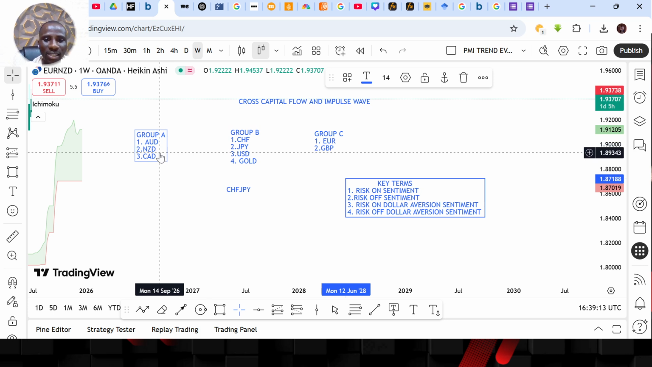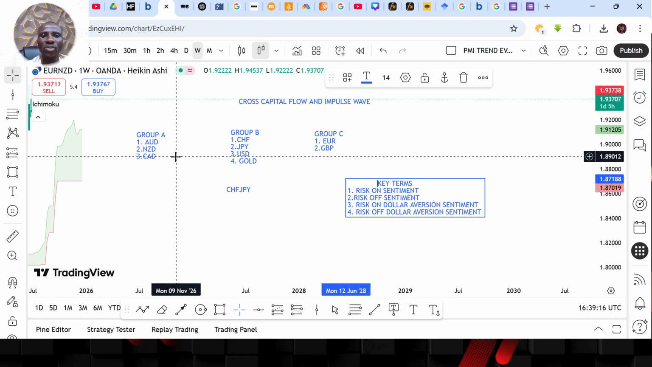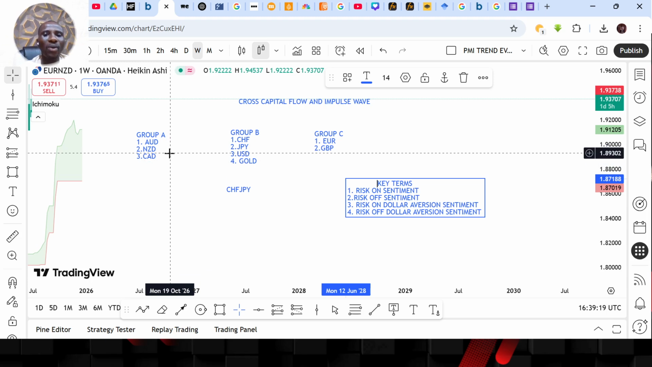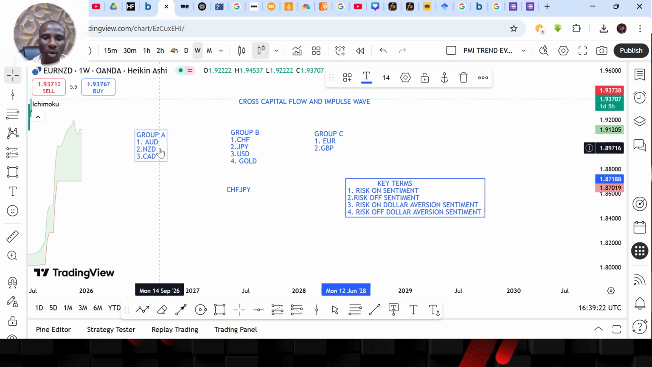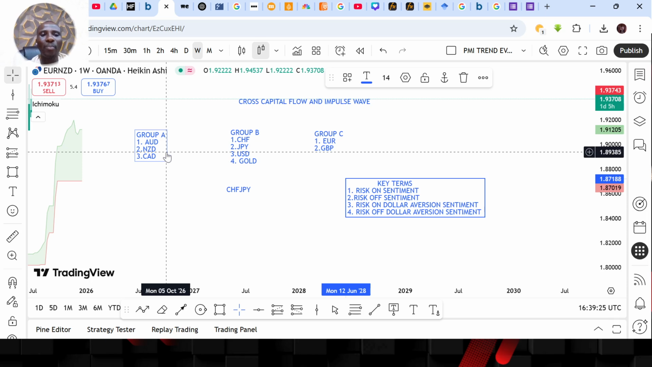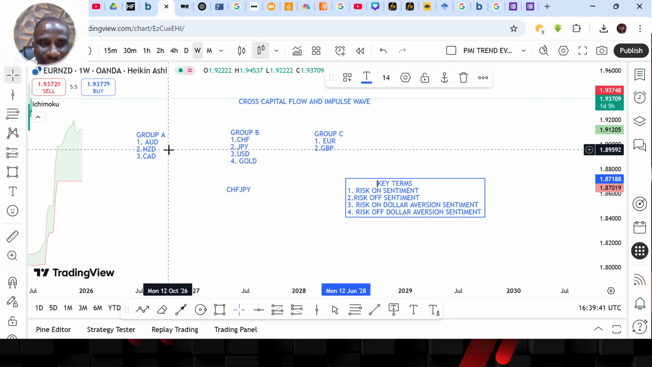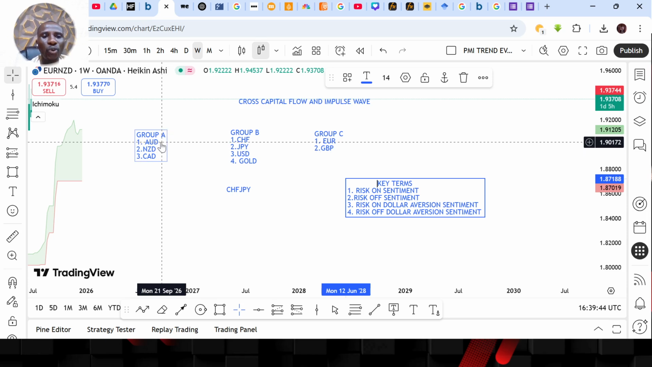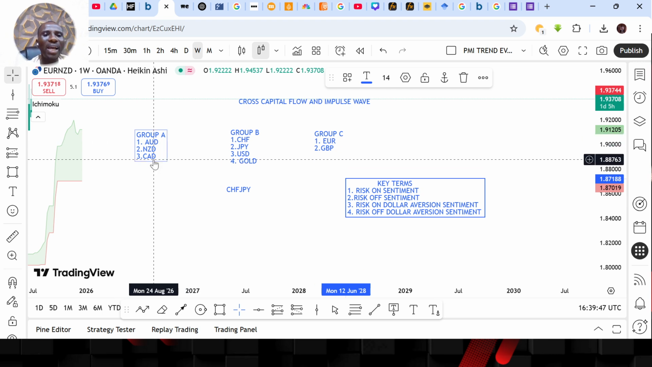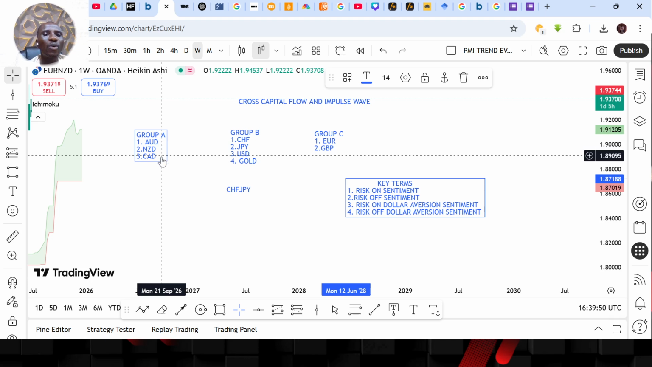In fact, currently, this is July 2025. We are in a zone where I can say that we are now in a risk-on environment. Of course, how do you know a risk-on environment? There are gauges you use too, and I'm going to do a video for this so that I will discuss it separately. But currently, we are in a risk-on environment. The implication of that is that, to a large extent, capital is going to be flowing into AUD, into NZD, and into CAD. This is very important now.